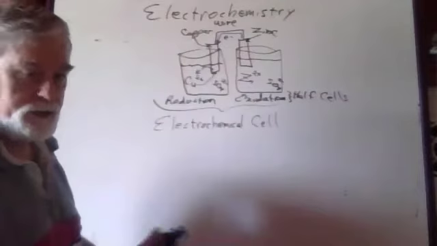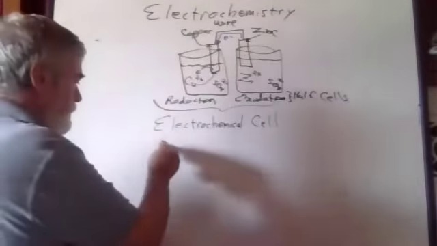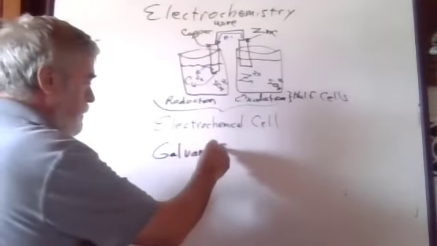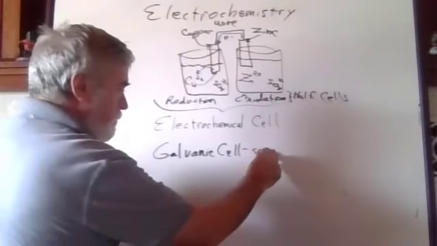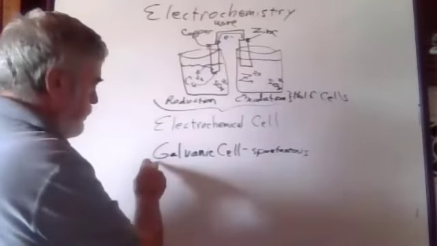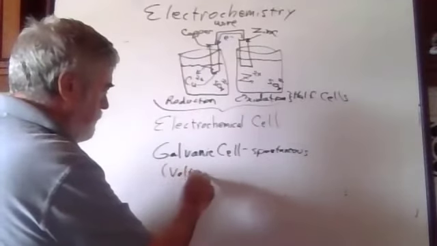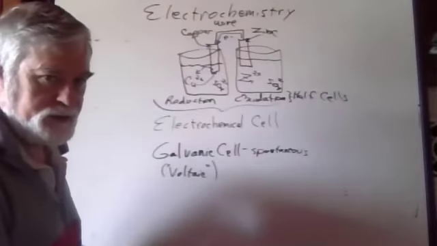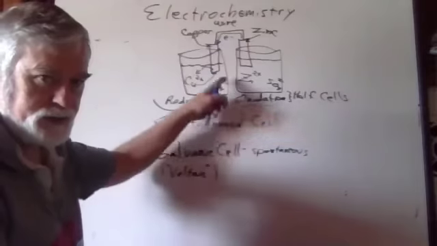A cell like this, though, that occurs spontaneously is called a galvanic cell. Also, sometimes you'll use the word voltaic. That's the same as galvanic. You can either refer to this as a galvanic cell or a voltaic cell, but it means a spontaneous reaction is taking place here.